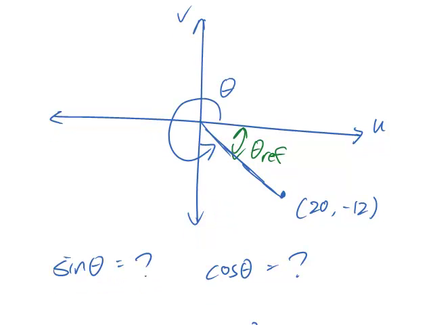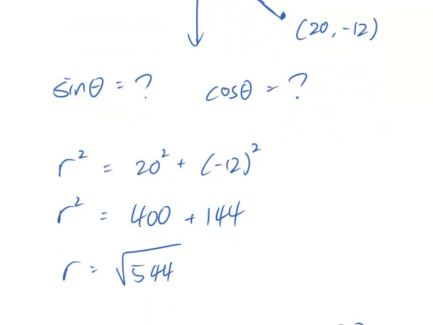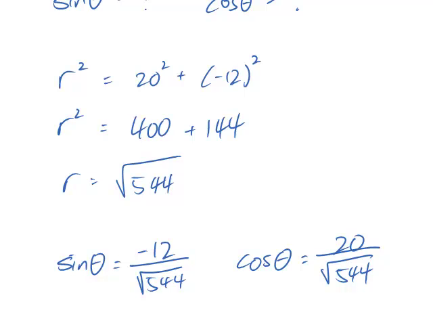You just need to figure out the hypotenuse, or if you're missing one coordinate, figure it out using the Pythagorean theorem, which you've known well for a very long time probably. And then you plug everything into the definitions. Sine is v over r, cosine is u over r. And poof, you're done. Sine and cosine.